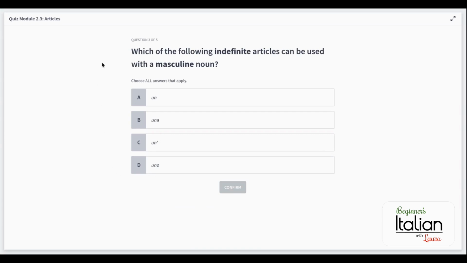Number 3, which of the following indefinite articles can be used with a masculine noun? Choose all answers that apply. A, un, B, una, C, un', or D, uno.